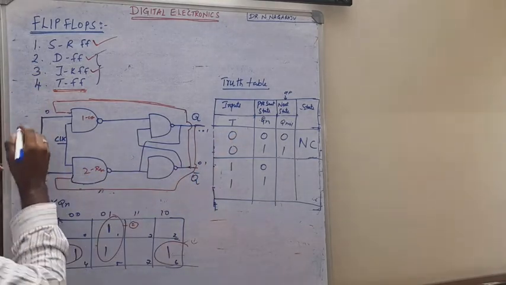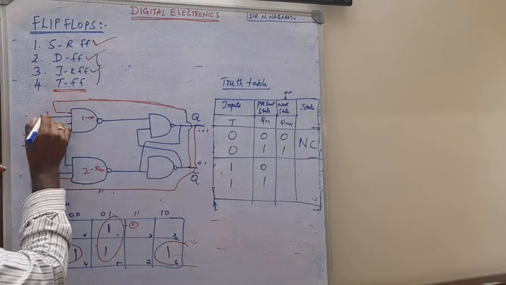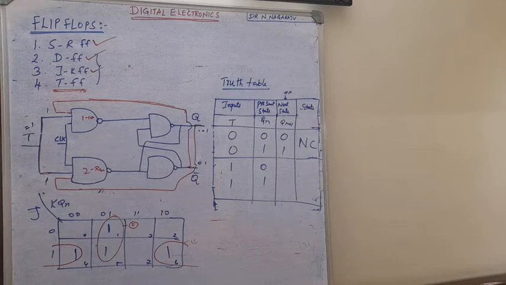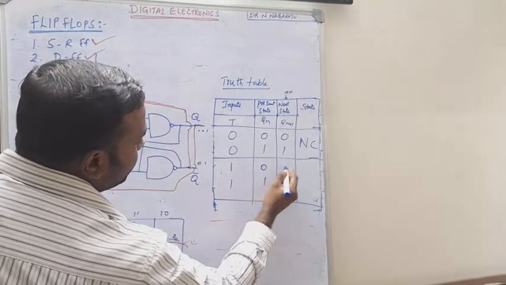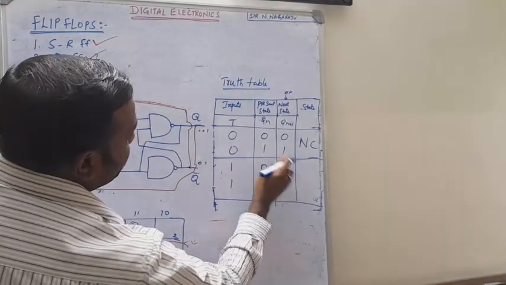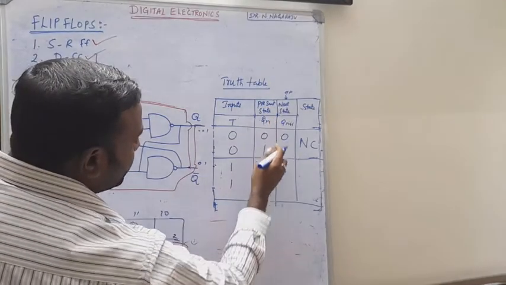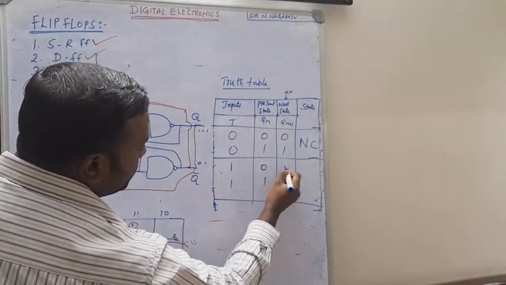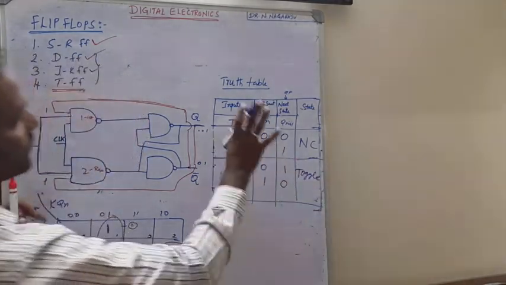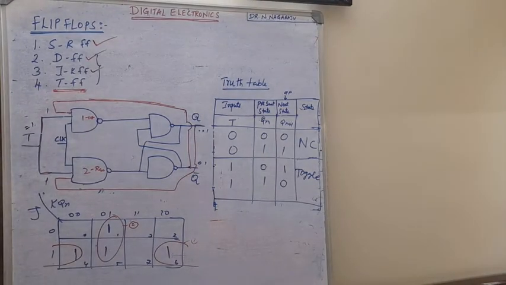When T equal to 1, J is also 1 and K is also 1. What we have discussed in the previous section is that when J equal to 1 and K equal to 1, it will act as a toggle operation. Toggle operation indicates that when the present state is 0, the next state is 1, and when Q is 1, the next state is 0. So 0 means 1, 1 means 0. This is the toggle operation. This is the truth table for the T flip flop.